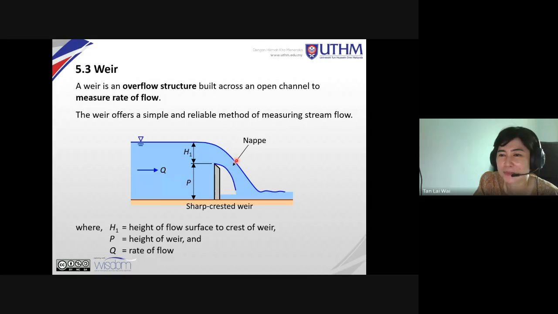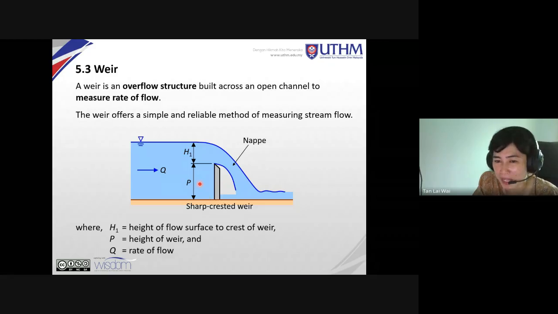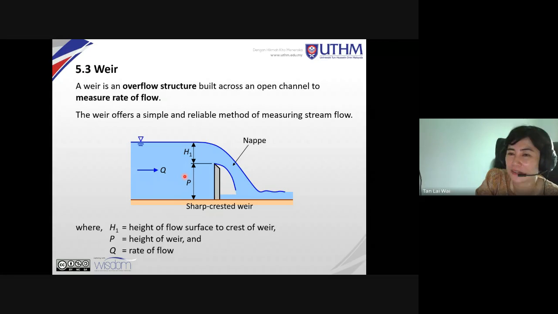Alright, you have this 60% factor. Now the depth of water above the crest of the weir is H1. The height of the weir is P. The symbol used is P.